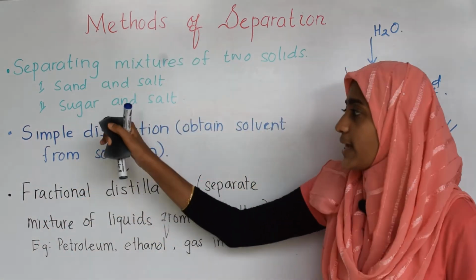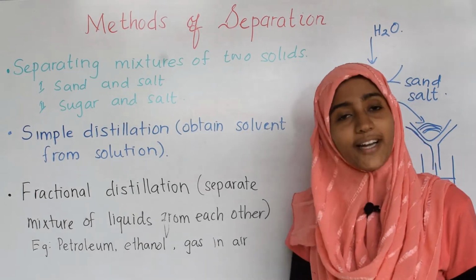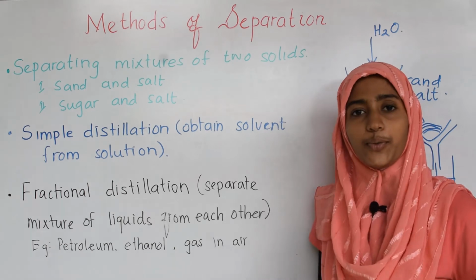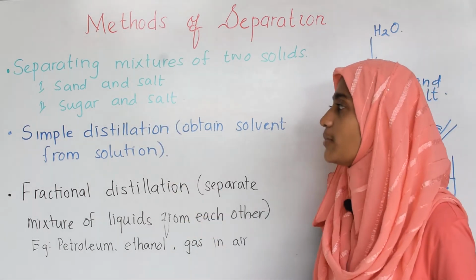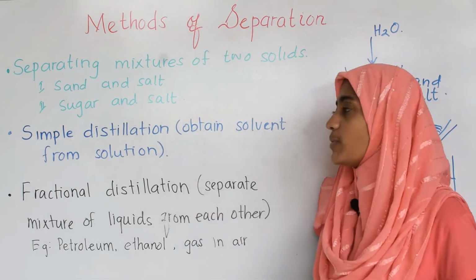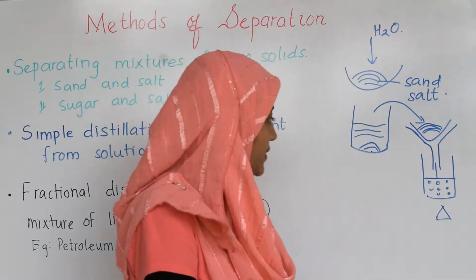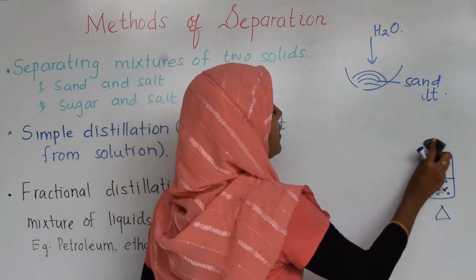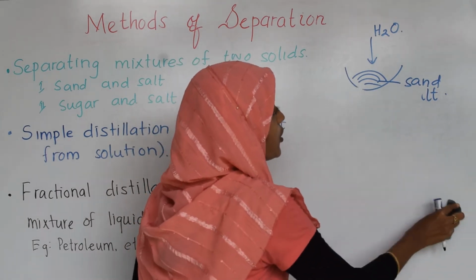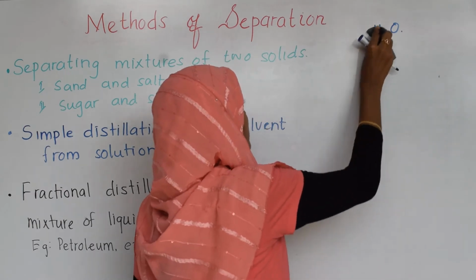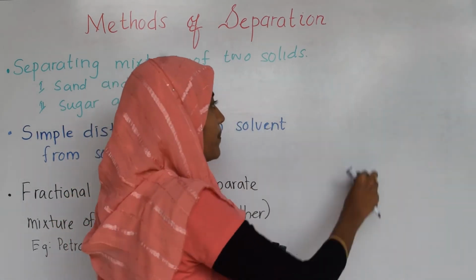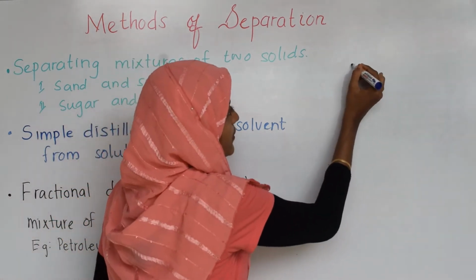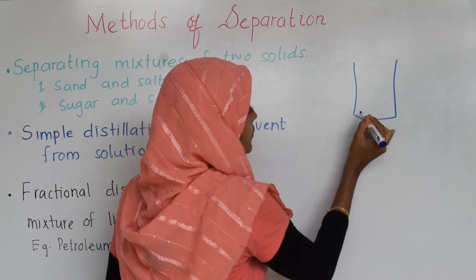Now if you look at the second case, where you have sugar and salt, both of them are soluble in water. So what do we do? Since both of them are soluble, if you put water, they both will dissolve and you won't be able to separate them. So for that we have to find a substance that would dissolve just one of these, either salt or sugar. When it comes to salt and sugar, it's very common that we use ethanol.